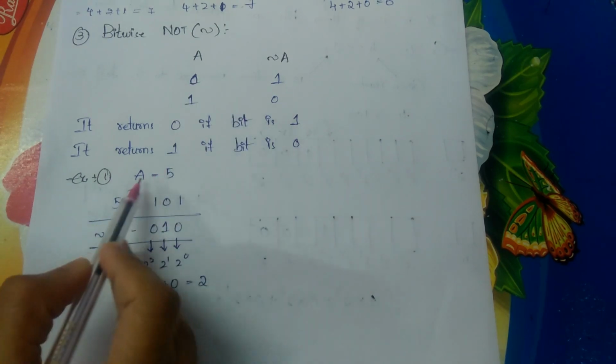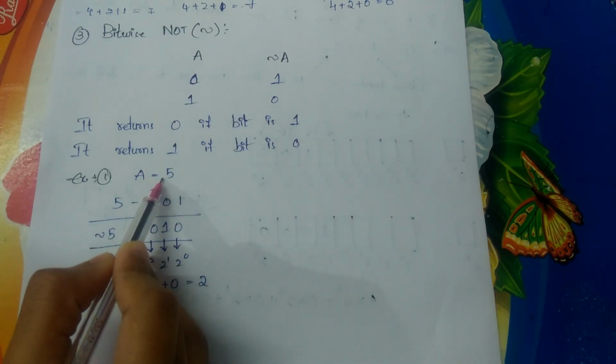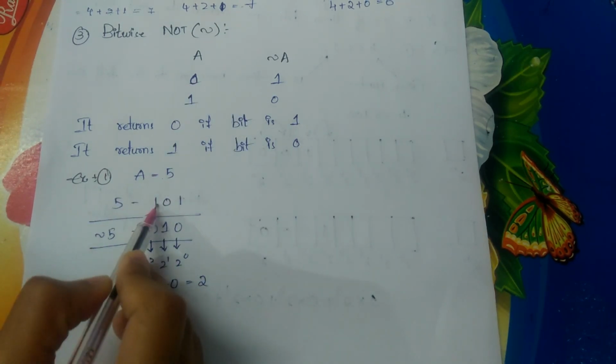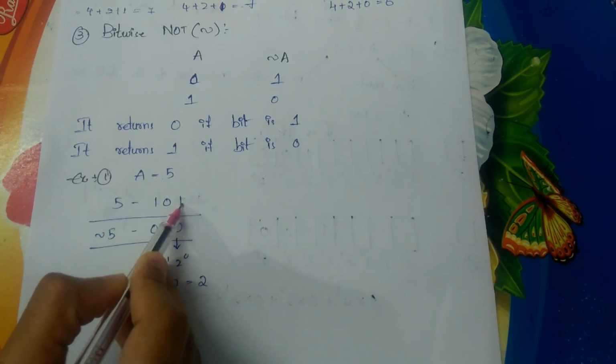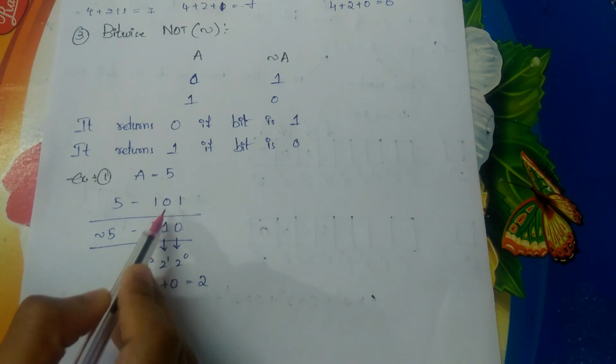For example, if we take A as 5, the binary number of 5 is 101. Now bitwise NOT of this: if it is 1, it returns 0. If it is 0, it returns 1.